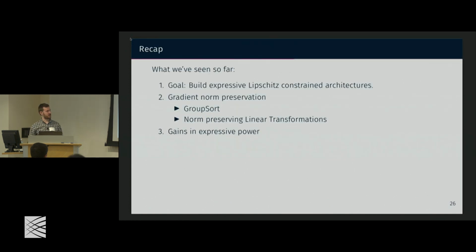So just to recap what Jem covered in his talk, he highlighted that our goal here is to build these expressive Lipschitz-constrained architectures, where we really want to have both expressive and constrained together, and there's some tension between these two things. We saw that the way to solve this problem is via this property Jem introduced called gradient norm preservation, and Jem introduced an activation function, GroupSort, which allows us to get gradient norm preservation, and also pointed out that we can recover norm-preserving linear transformations. And ultimately, combining things together gives us gains in expressive power.